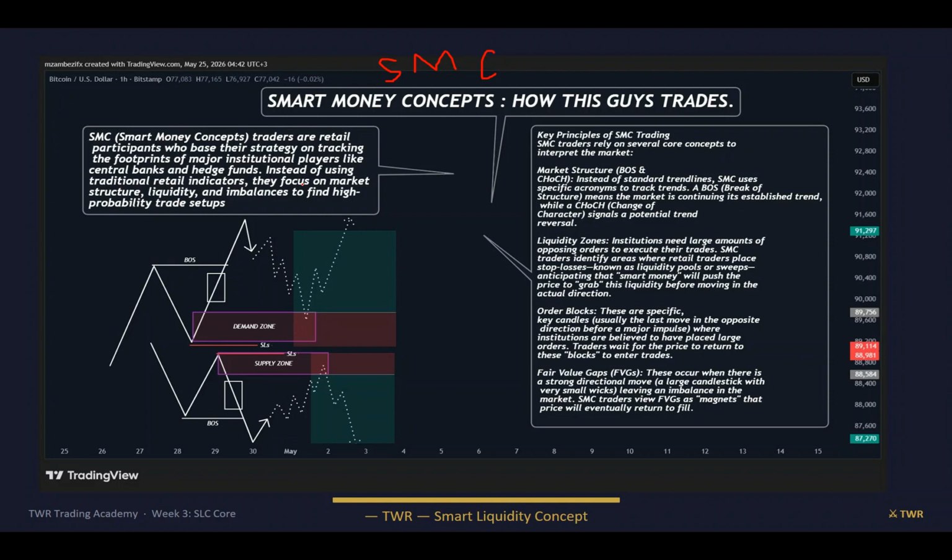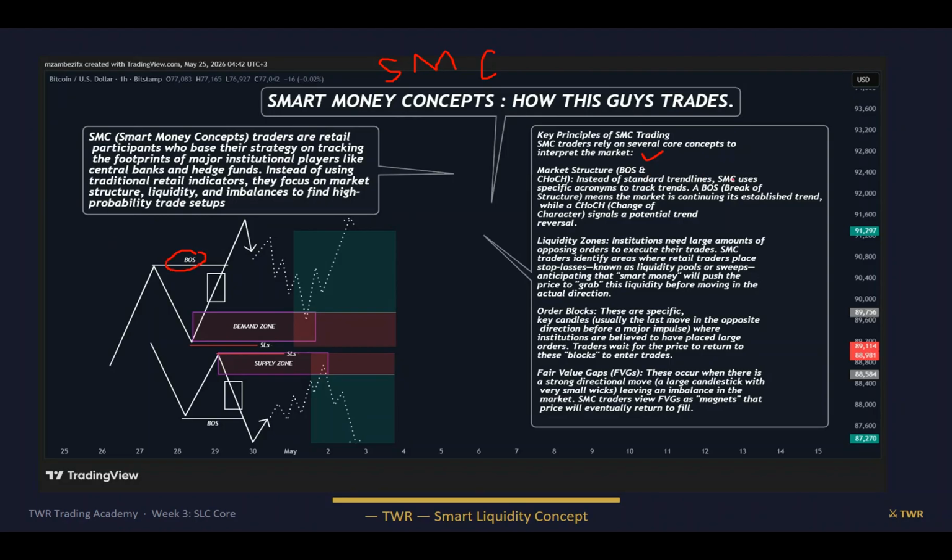So, the key principle of SMC trading: SMC traders rely on several core concepts that interpret the market. I want you to be keen on how smart money concept traders trade, because we are going to use it ahead. Okay? So number one, they wait for a break of structure. This one is a break of structure.